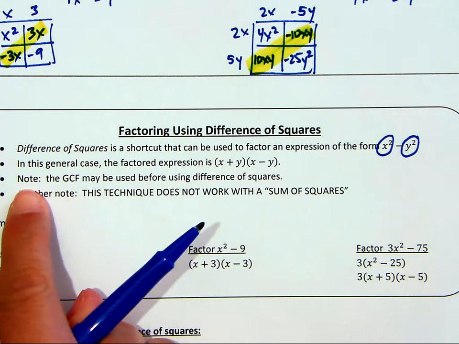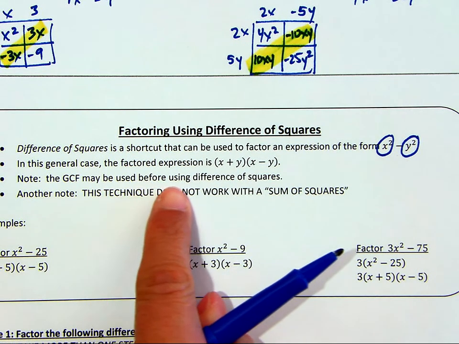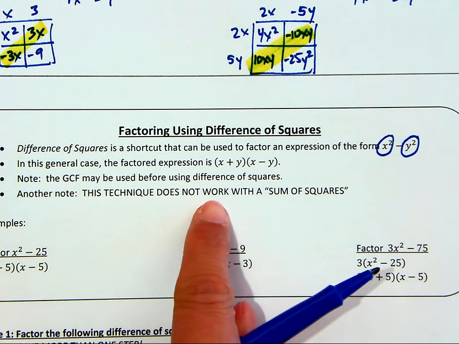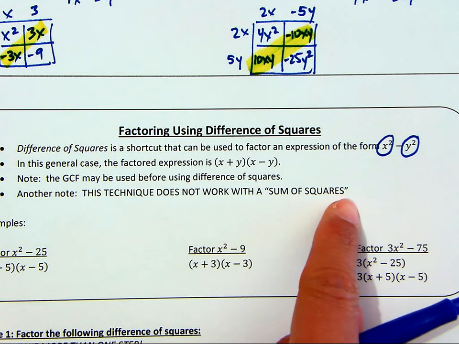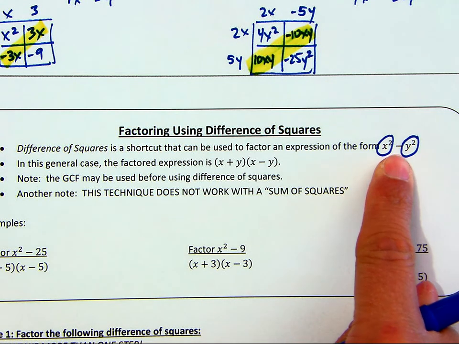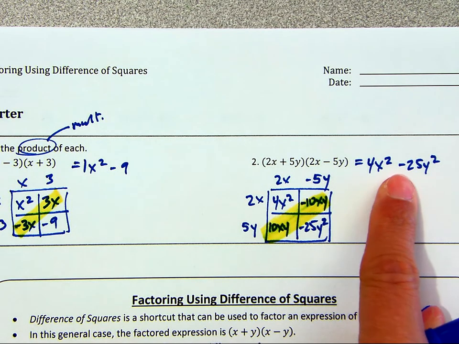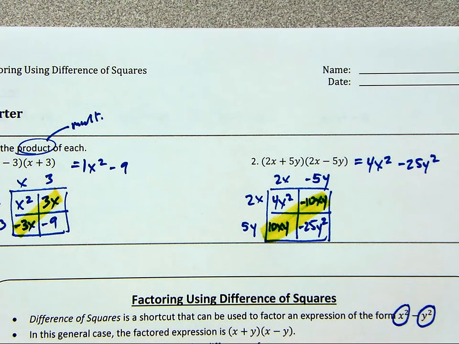Okay. Note, the GCF may be used before using the difference of squares. Another note, this technique does not work with a sum of squares. It only works when there's a minus sign between the terms. Look at our answers here: minus sign, minus sign. Okay, it wouldn't work if there was a plus sign.